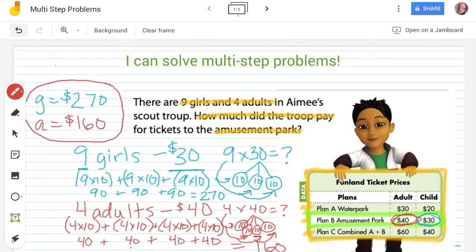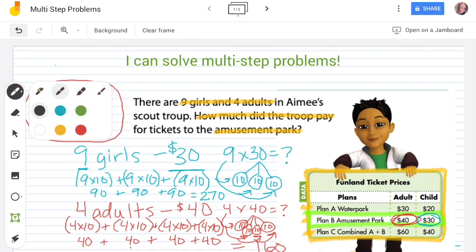So now I have two amounts, and I need to figure out how much money it cost total for the troop to go to the amusement park. What can I do with those two amounts to help me find my answer? That's right, I can add them. I'm going to add the total for the girls and the total for the adults. Now I want to keep my work precise, so I'm going to come up here to the top of my board and add those.